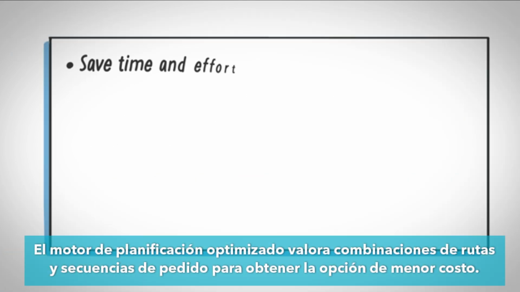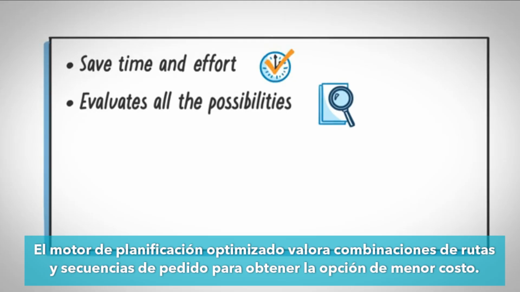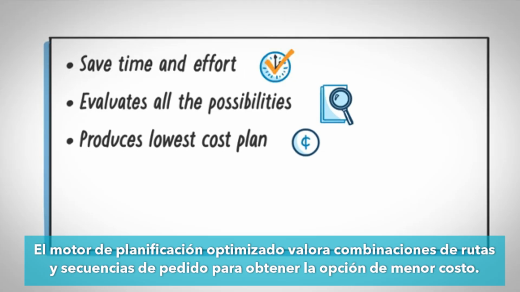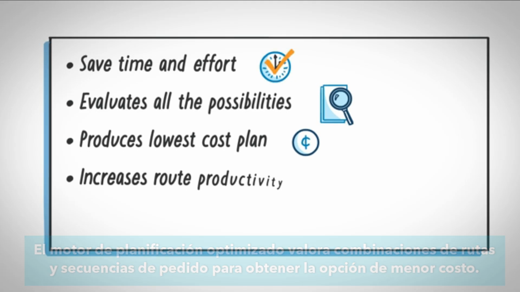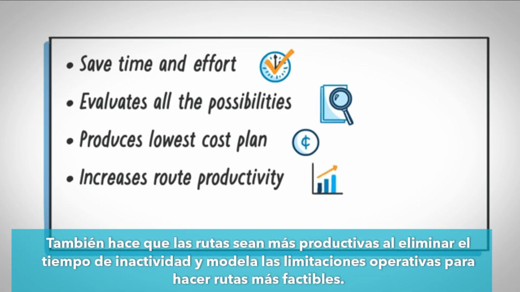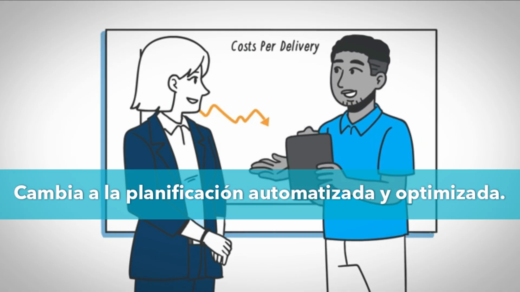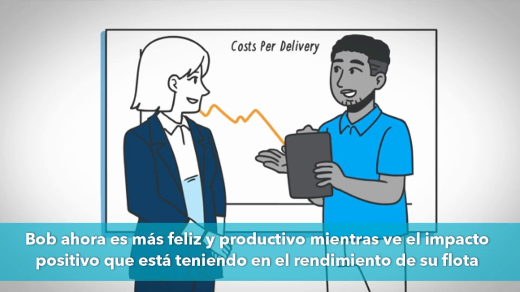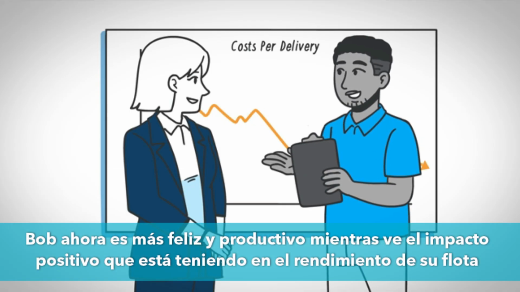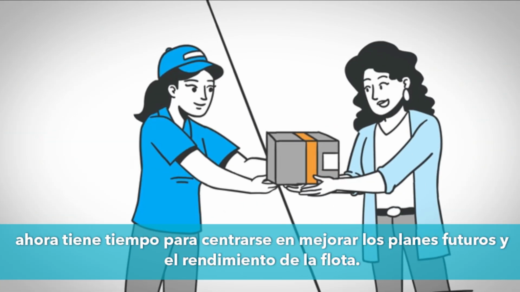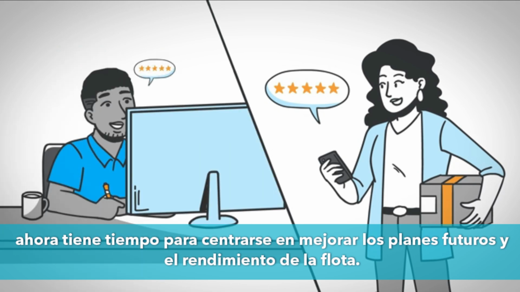The optimized planning engine evaluates combinations of routes and order sequences to get the lowest cost option. It also makes routes more productive by eliminating slack time and models operational constraints to make more feasible routes. Switching to automated and optimized planning, Bob is happier and more productive while seeing the positive impact he's making on his fleet's performance. He now has time to focus on improving future plans and fleet performance.